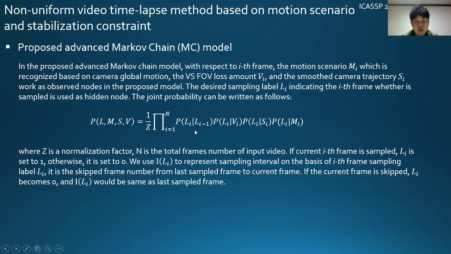If the current S frame is sampled, Li is set to 1, otherwise it is set to 0. We set I of Li to represent the sampling interval on the basis of the S frame sampling label Li. It is the skipped frame number from the last sampled frame to the current frame. If the current frame is skipped, Li becomes 0 and I of Li would be the same as for the last sampled frame.